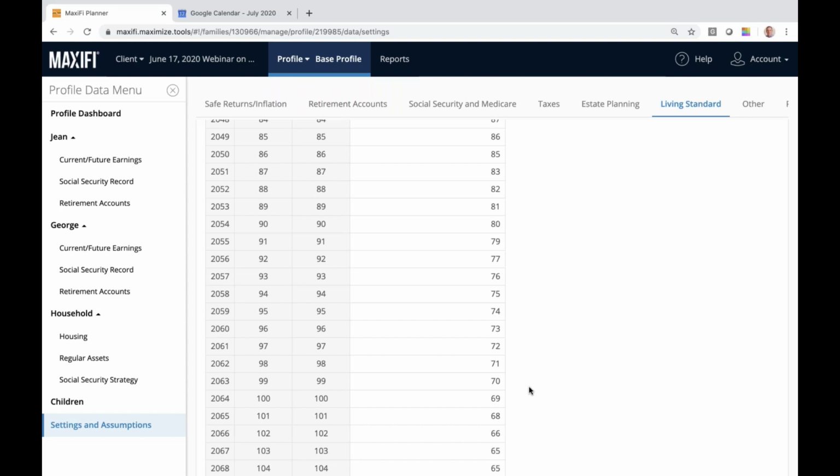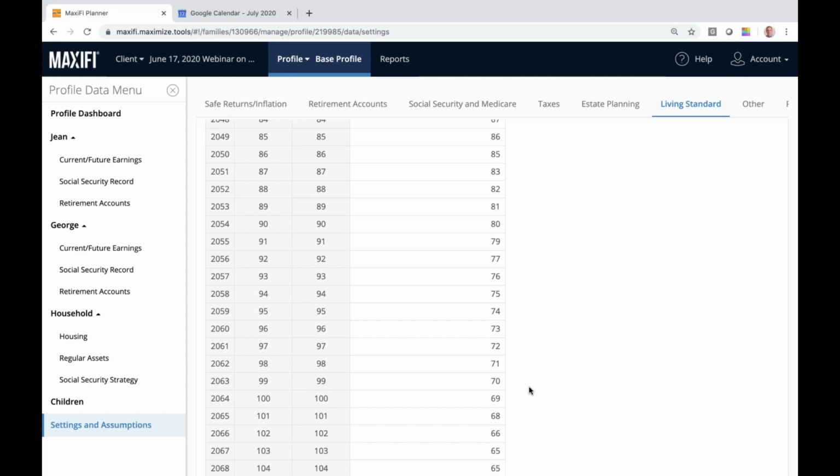So this is a very important feature of the program, because a lot of people realize that they're not going to be taking trips, they're not going to be going out to fancy restaurants, buying expensive clothes. They're going to be economizing later in life, and so their living standard in terms of their outlays will be declining. On the other hand, there may be higher special expenses in the form of out-of-pocket medical expenses, and you would want to enter those under special expenses.